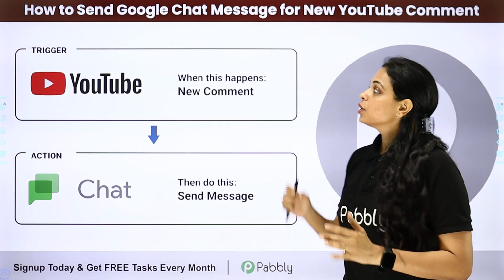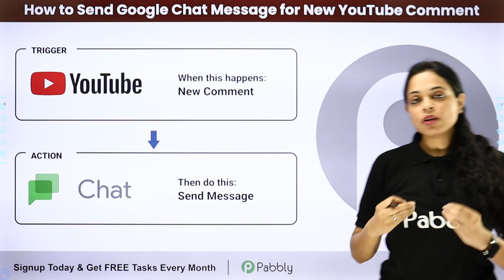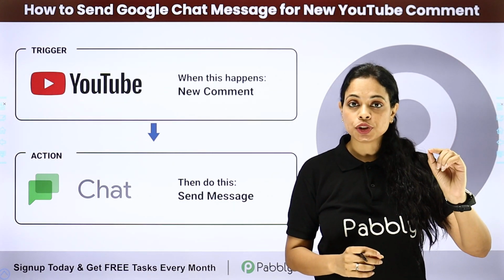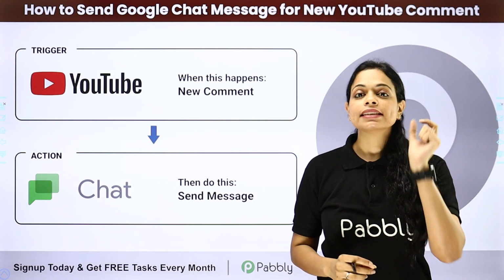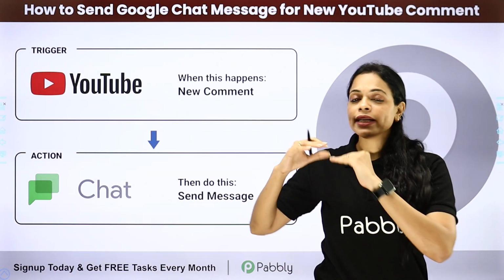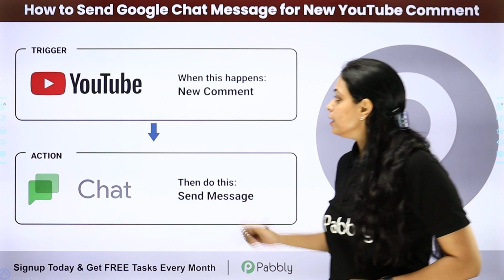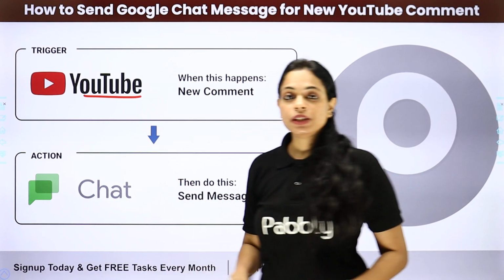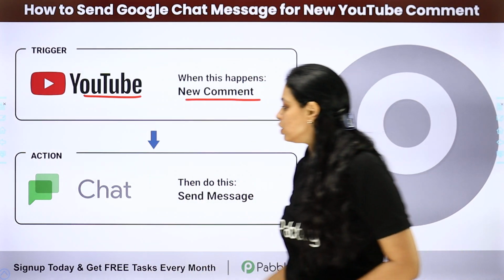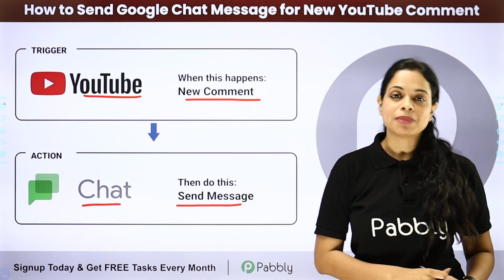The next example that we have here is very interesting. How to send Google Chat message for new YouTube comments. So here I want that every time a new comment is received on YouTube, then it should be shared as a message on Google Chat so that I'm well aware about it and my entire team is updated about it. How can that be done? Again here, your trigger application will be YouTube where the event would be new comment, and your action application will be Google Chat where the event here would be send message.